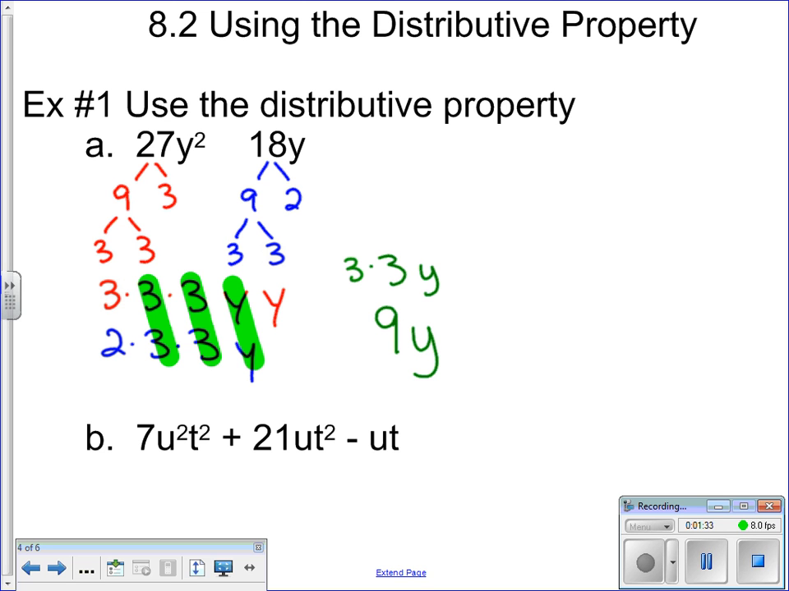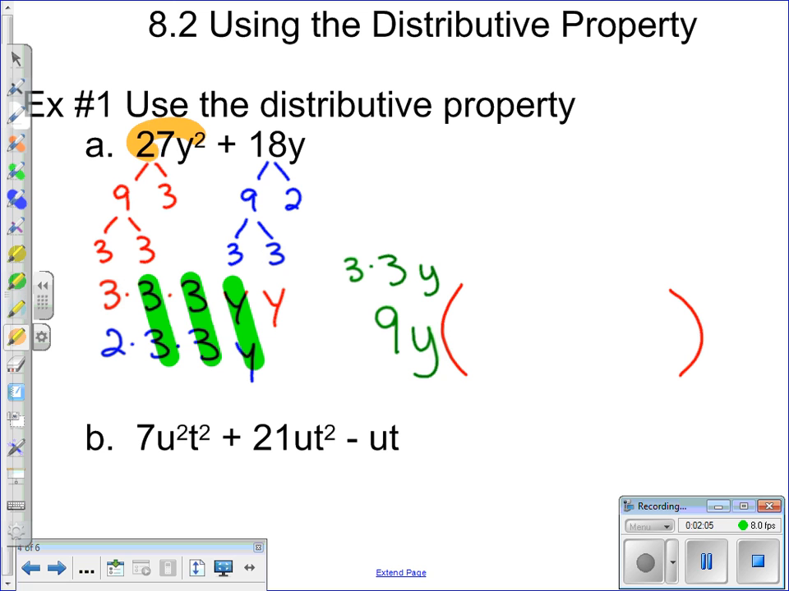Now, if there was not that plus sign, which, let's bring it back, that would have been the answer. Instead, we're trying to figure out what two things multiply and give me 27y squared plus 18y. So what we're missing here is two parentheses. Now, my question to you is, what times 9y makes 27y squared? And then, what times 9y makes 18y?